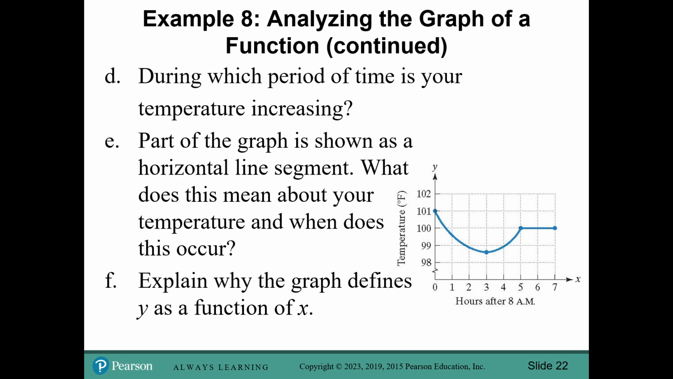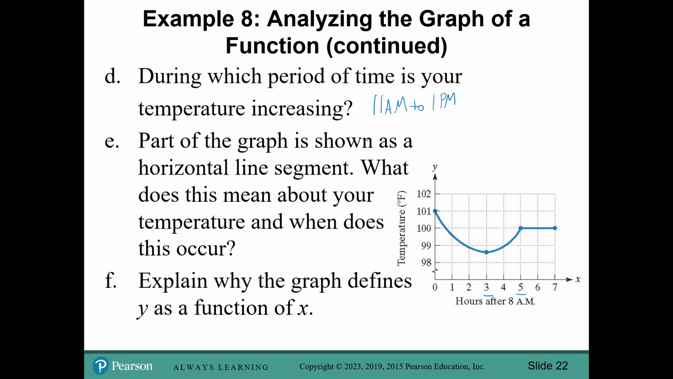Okay? Part D. During what period of time is your temperature increasing? Looks like we have an increase in temperature from 3 hours after 8 a.m. to 5 hours after 8 a.m. So 3 hours after 8 a.m. would be 11 a.m. and 5 hours after 8 a.m. should be 1 p.m. You can count it up with me if you want to. 8 a.m. to 9, 9 to 10, 10 to 11, 11 to 12, 12 to 1. That's 5 hours after 8 a.m.